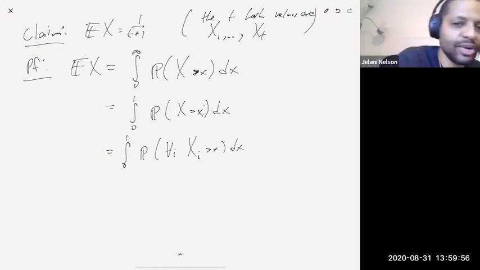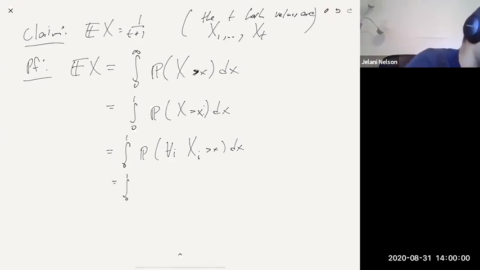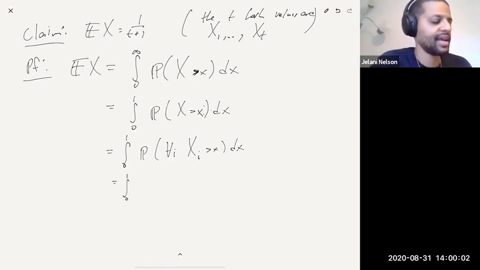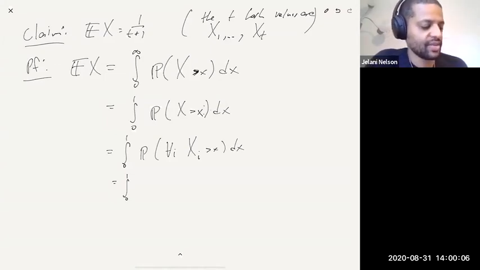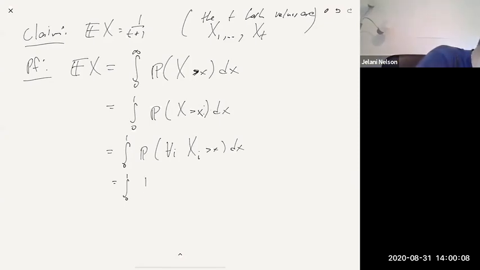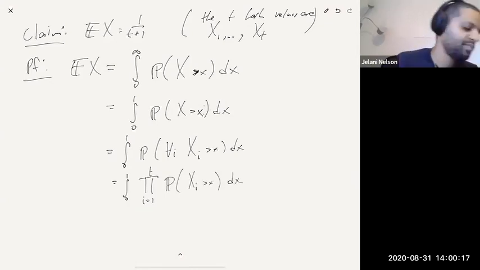Now, remember that these are independent random variables. So the probability that X1 is bigger than x and X2 is bigger than x and X3 is bigger than x is the same as the product of the probabilities, since they're independent. So this is the same as the product, i goes from 1 to t, of the probability that Xi is bigger than x dx, right?